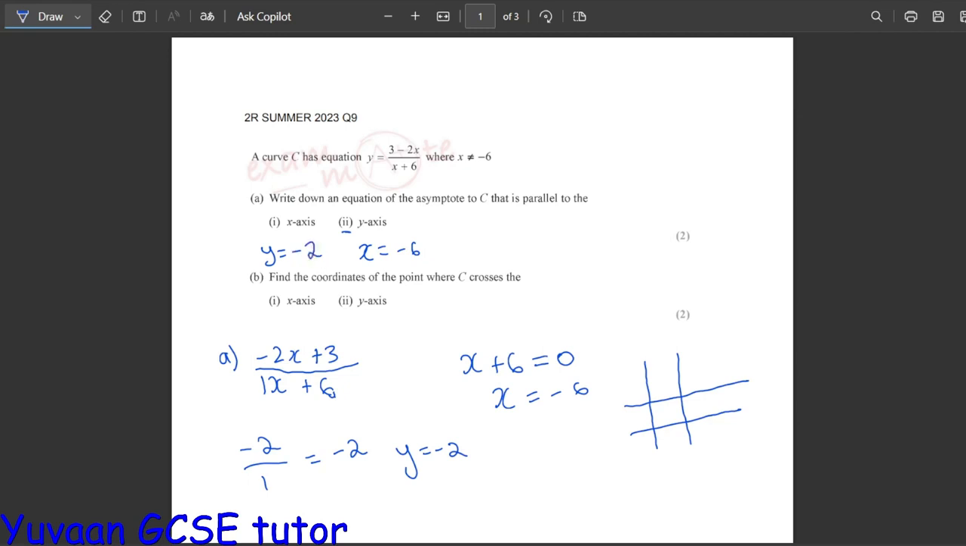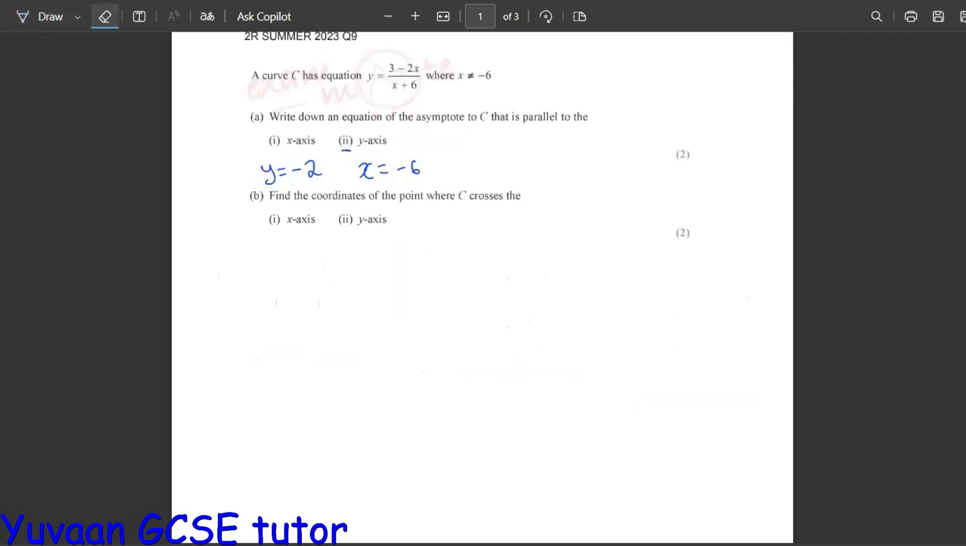So thank you guys, that was part A of this question. For part B, we need to find the x and y intercepts. To find the x-intercept, let me just draw my axes again. To find the x-intercept, it's going to be somewhere along this axis, right? So that means y equals 0.